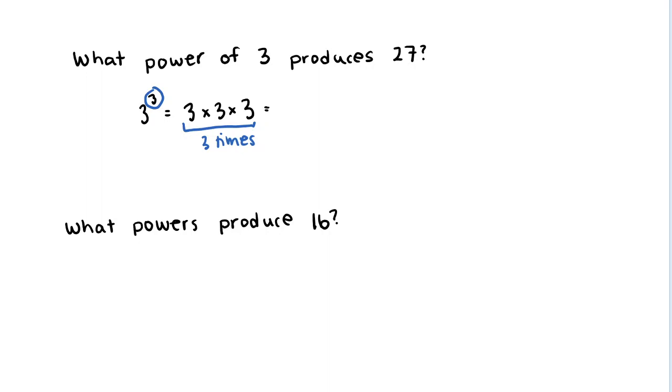Well, 3 times 3 is 9, right? That's this first multiplication here. And then 9 times 3, that last multiplication, gives us 27. And so this is the right exponent. 3 is the necessary exponent.